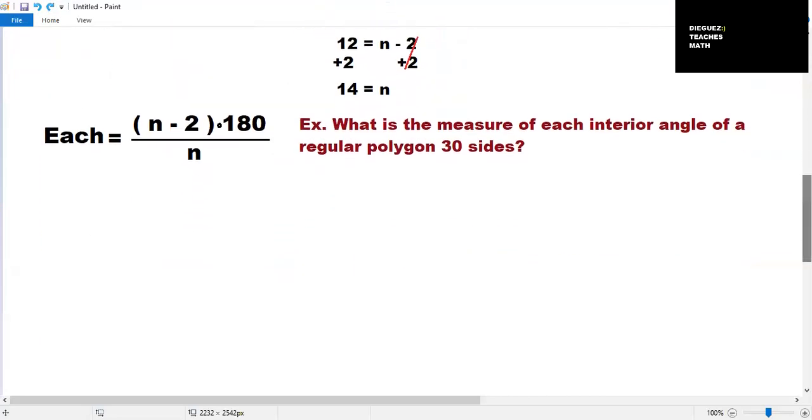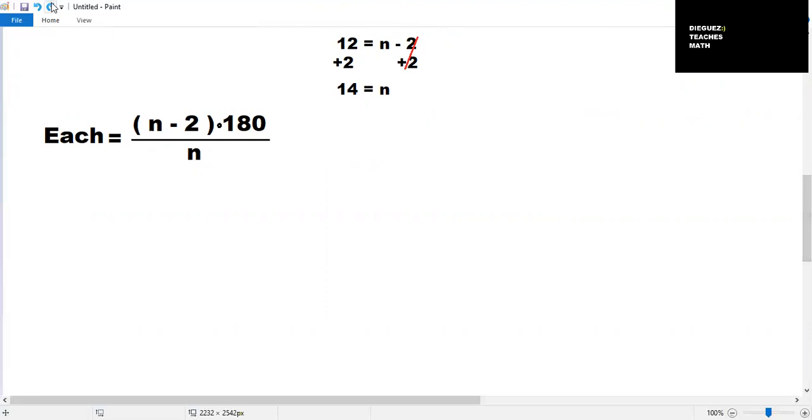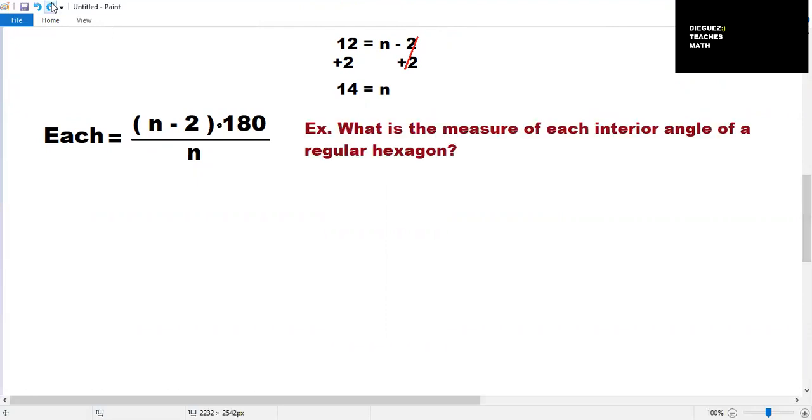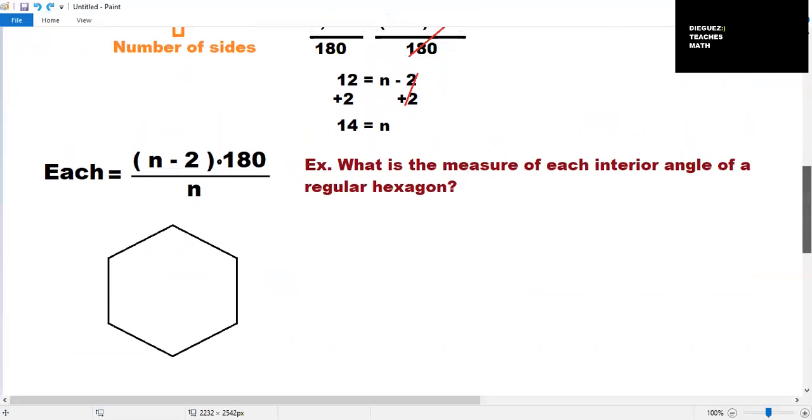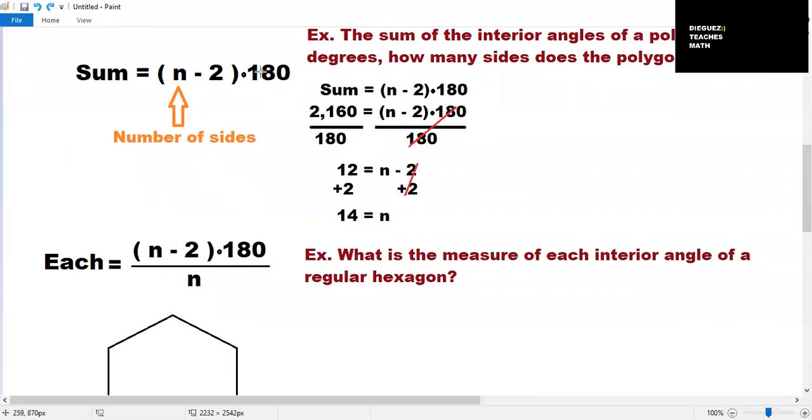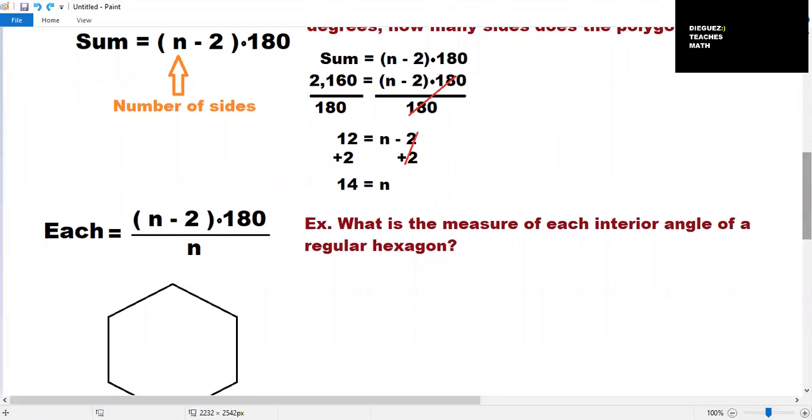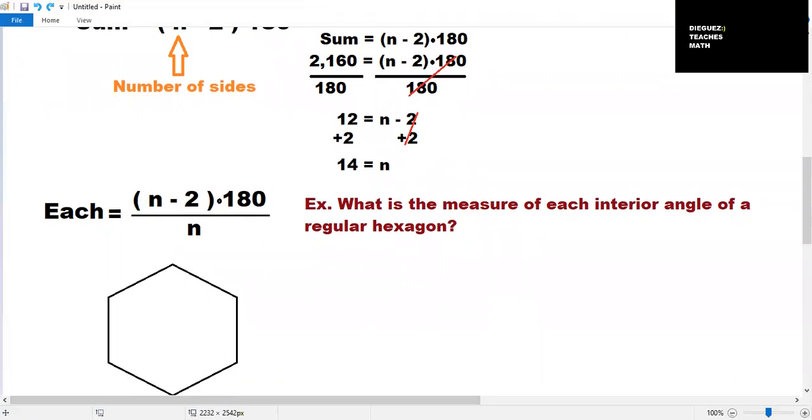So I'm going to move on to our very last problem. The last problem that I'm going to work with you is asking what is the measure of each interior angle of a regular polygon with 6 sides. Okay, so what is the measure of each interior angle of a regular hexagon? So over here, we have the sum, right? The sum includes all of the angles. So when I'm talking about the sum, I'm talking about this, the angle down there below, and then these angles, right? So all of these put together.